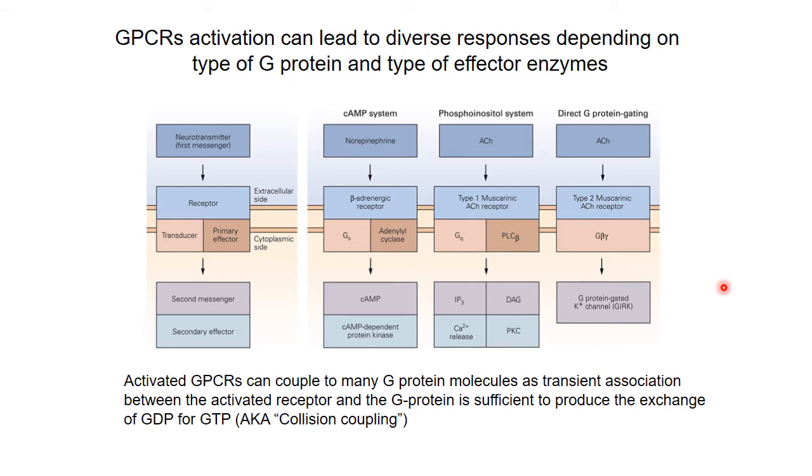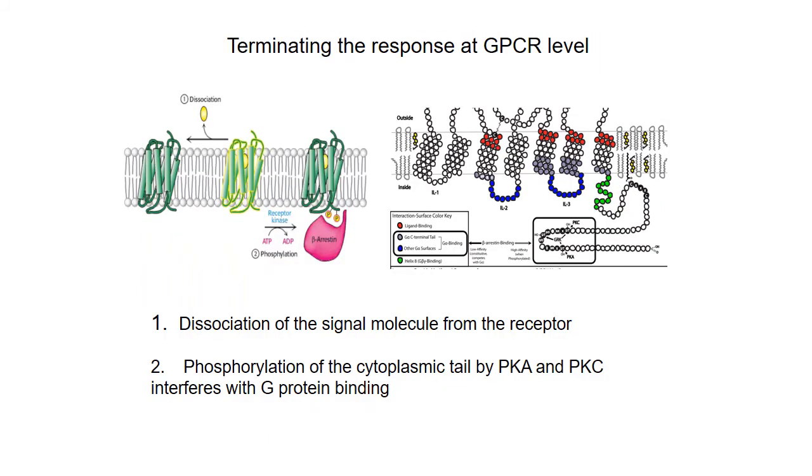GIRK channels. It's important again to remind you from that amplification part that activated G protein coupled receptors, each of these can couple to many G protein molecules because this is a transient activation, so they're going to activate as many of them, which can then lead to their downstream effects. And this is called collision coupling, the fact that each of these receptors can lead to activation of many downstream G proteins.